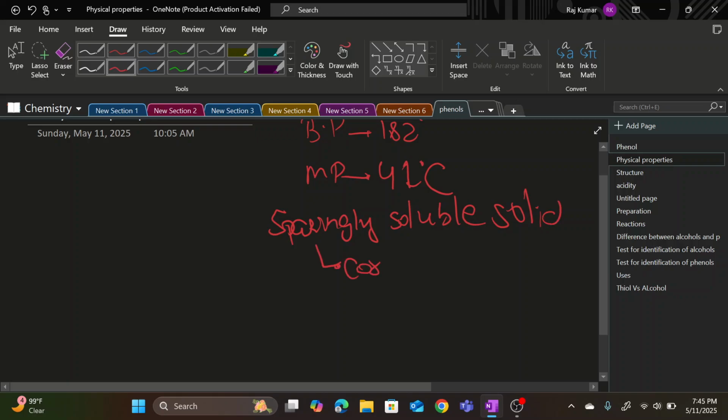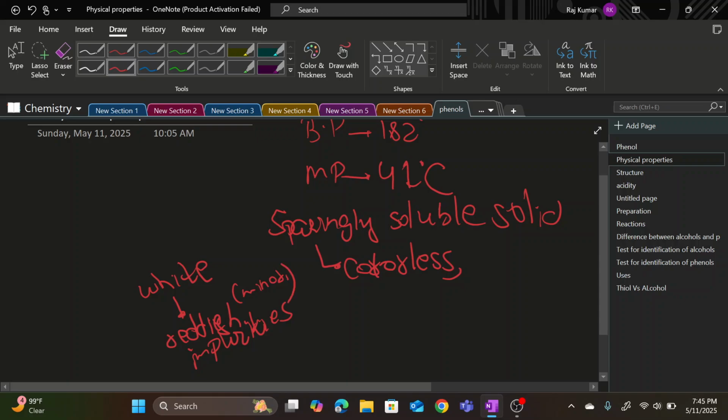It is colorless. Some books write that it is white in the pure form. Pure phenol is whitish in color, with some reddish impurities due to the presence of oxides in it. It is colorless, crystalline, and a deliquescent solid, which is sparingly soluble in water.